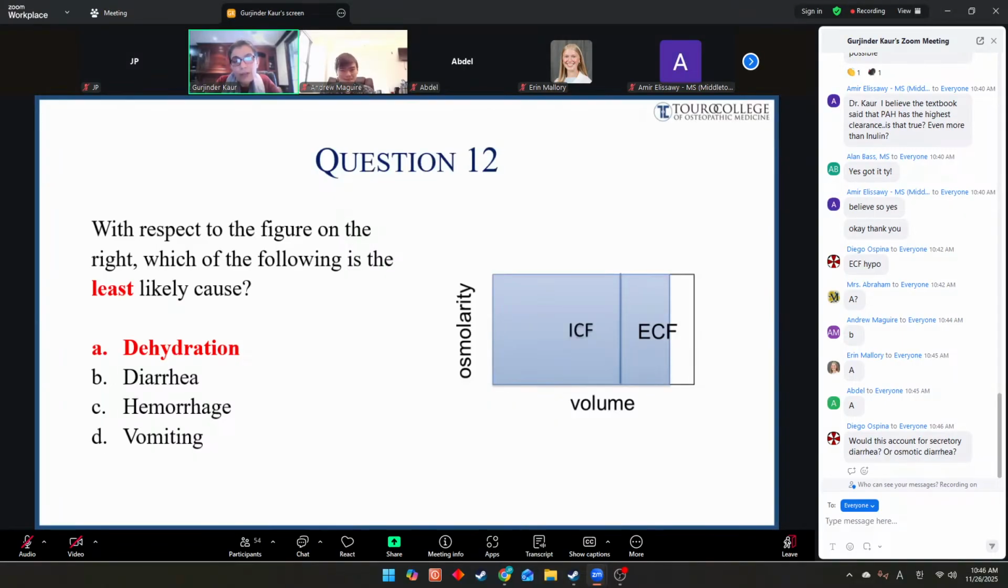Well, secretory diarrhea is out of question here. That's going to be massive, but that's also going to take a lot of solute out. So it may mess up the osmolarity. Diego. Is that clear?